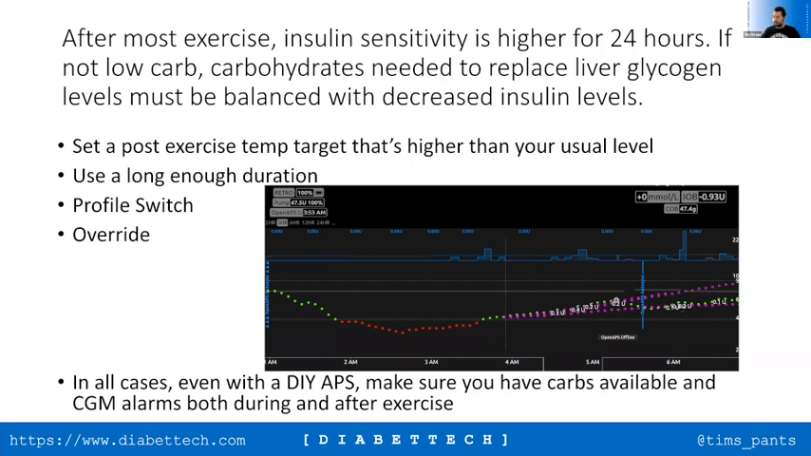So before we move on, does anybody have anything else they want to raise in relation to exercise? I will take that as a no, and we will move on.